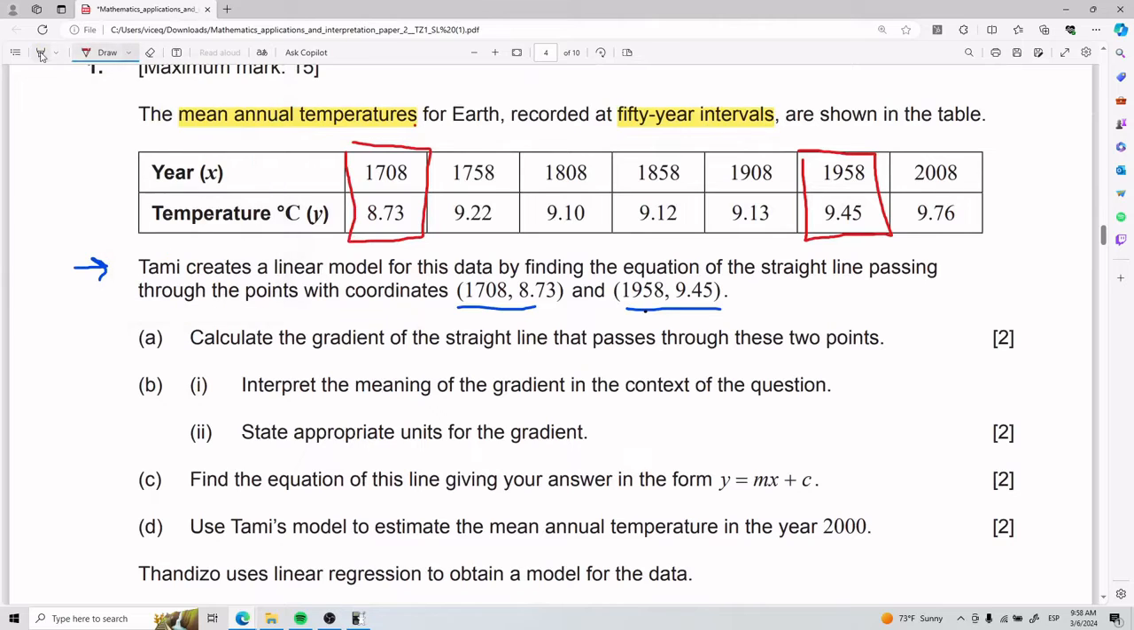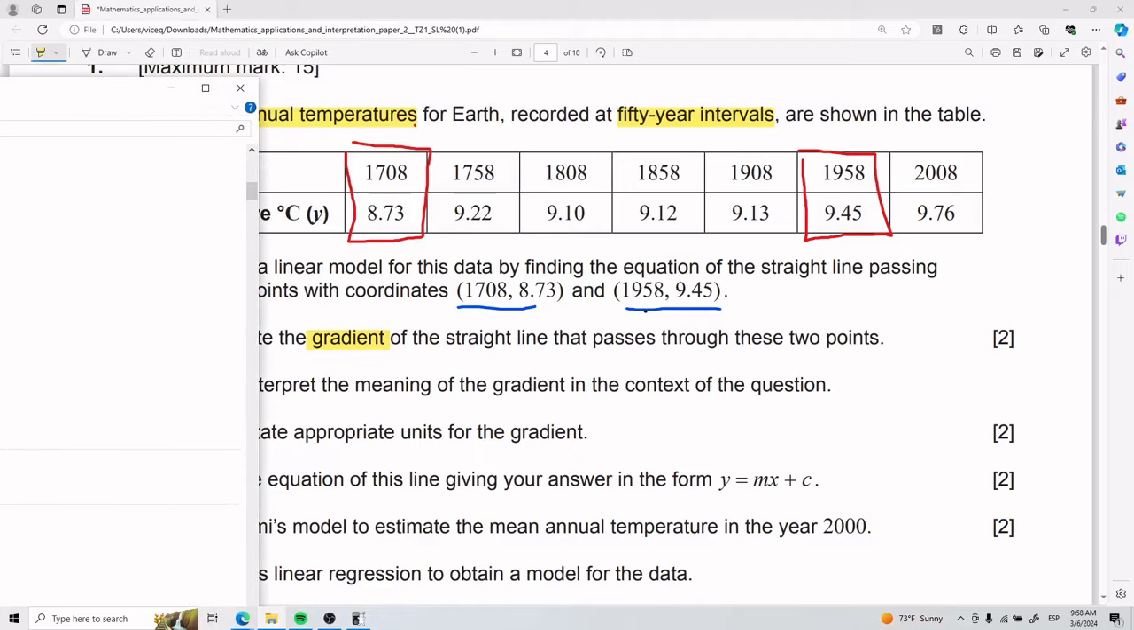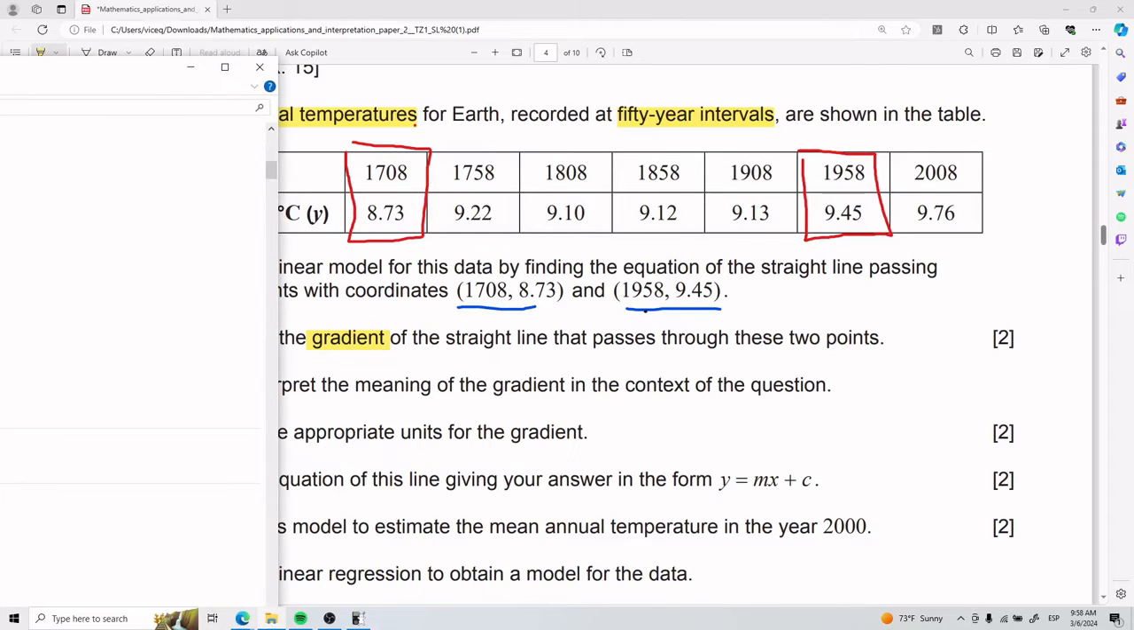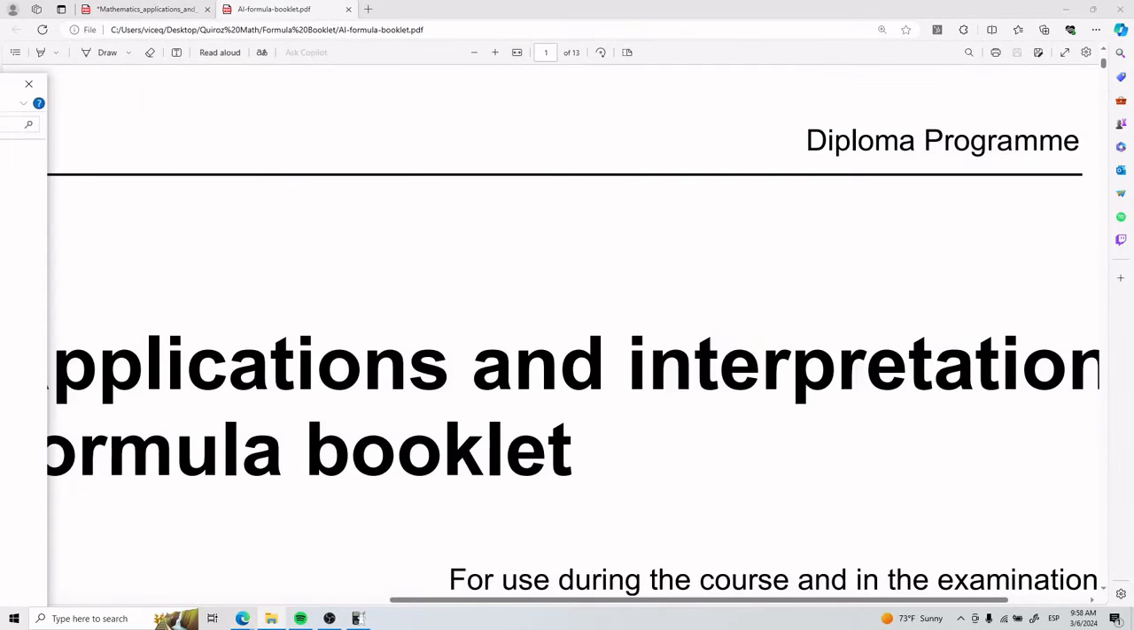For part A, they ask us to calculate the gradient, what the heck is that, of the straight line that passes through these 2 points. And so gradient, and actually let me pull something up over here. So for gradient, we have the famous formula booklet.